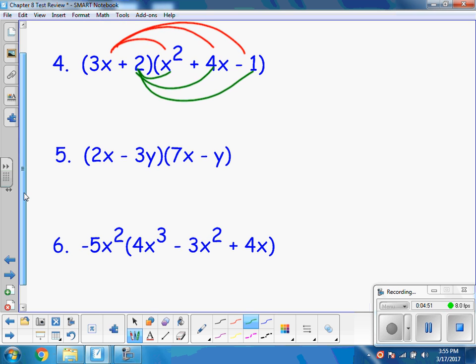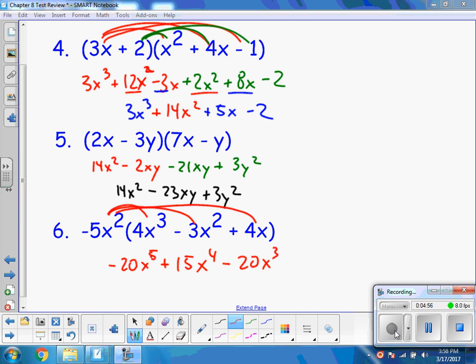So why don't we both press pause, and let's both work it out. All right, number 4 was like a super FOIL. I ended up with 1, 2, 3, 4, 5, 6 terms, and I had to do some combining of some different ones that had common exponents, common degrees, and this is what I end up with.